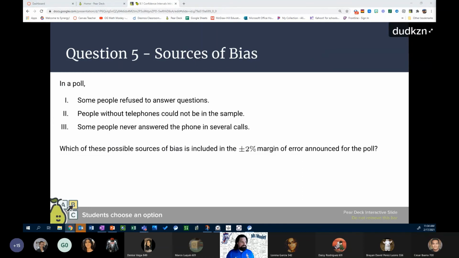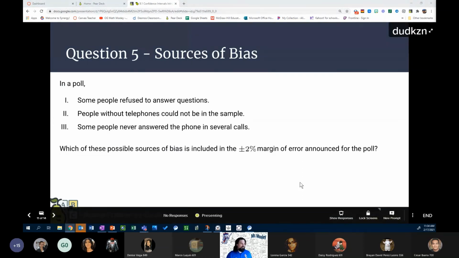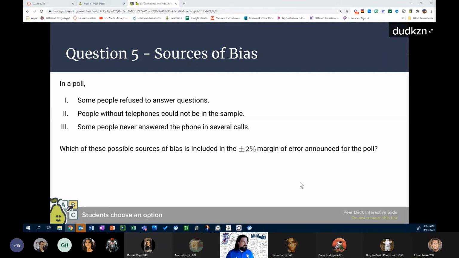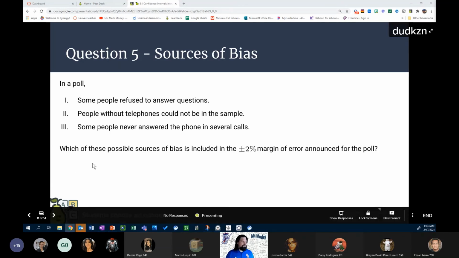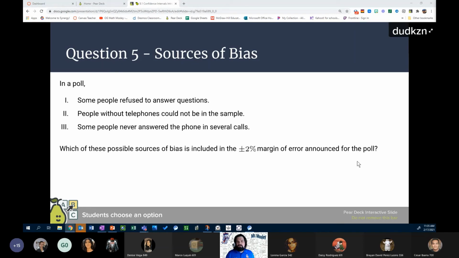So in a poll, 1, some people refused to answer questions. 2, people without telephones could not be in the sample. 3, some people never answered the phone in several calls. Which of these possible sources of bias is included in the plus or minus 2% margin of error announced for the poll? And you can select from 1 only, 2 only, 3 only, 1, 2, and 3, or E, none of these. All right, guys.